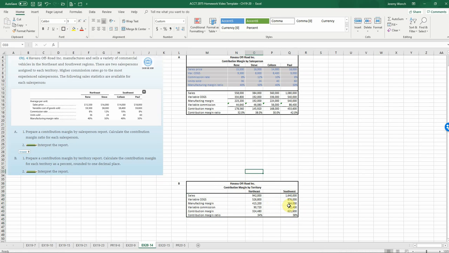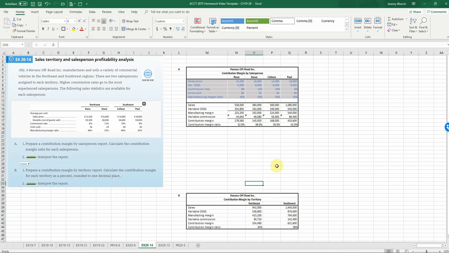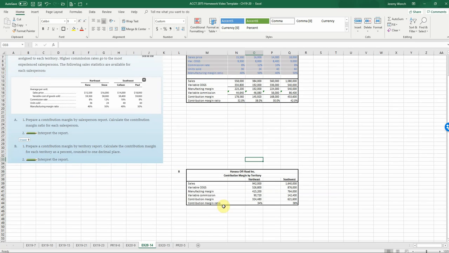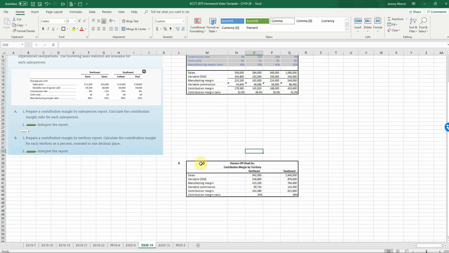All right, so here we can see they're pretty close. Looks like the Southwest does just a little bit better overall. That actually combines the top performer and the lowest performer both. So it looks like they just barely outperform the Northeast territory. So not much to it.